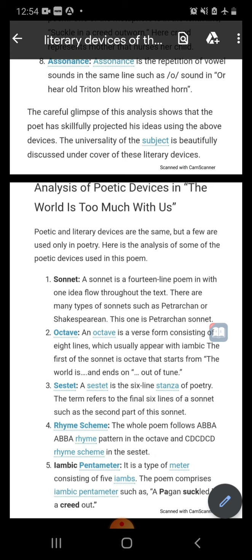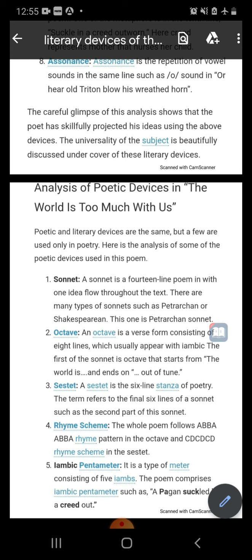it consists of two kinds of stanzas. First is octave and second is sestet. First of all, octave is a verse form consisting of 8 lines. It means the starting 8 lines of the poem is octave, and sestet, the remaining last 6 lines of the poem, is known as sestet. This is also known as the second part of the sonnet.